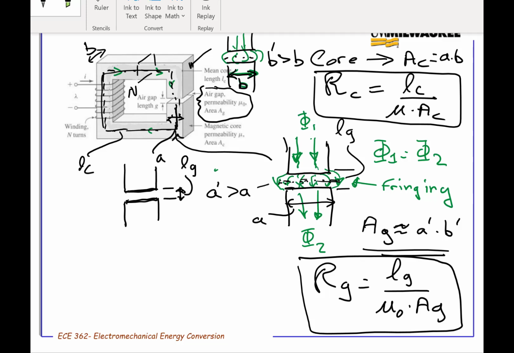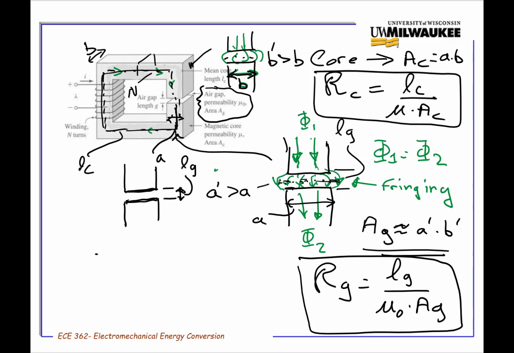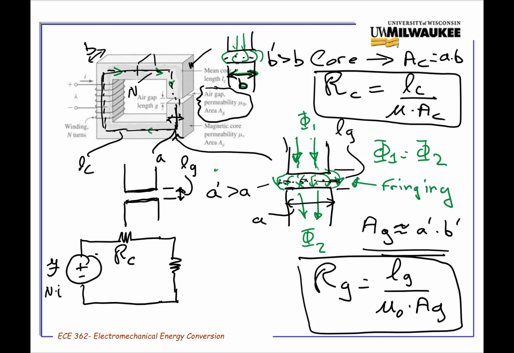It's usually pretty small. But I can write now a magnetic circuit here. This is F equals Ni. There's a reluctance of the core. It's the same everywhere in the core of this core structure. And there's a reluctance of the gap. So they're in series with each other. And here's the flux in the core.